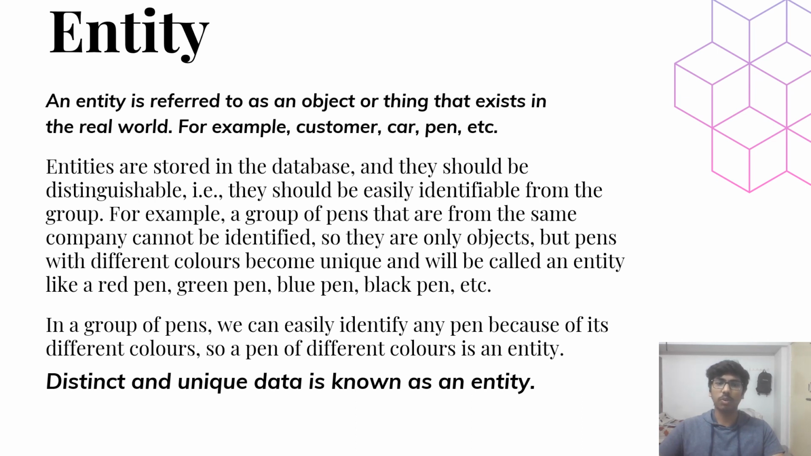For example, a group of pens that are from the same company cannot be identified, so they are only objects. But pens with different colors become unique and they can be called an entity, like red, blue, green pens, etc. In a group of pens, we can easily identify any pen because of its different colors. So a pen of different colors is an entity. In basic terms, distinct and unique data is known as an entity.